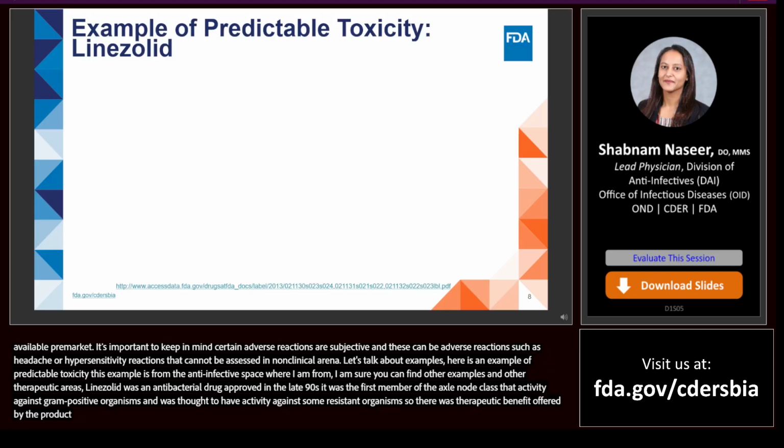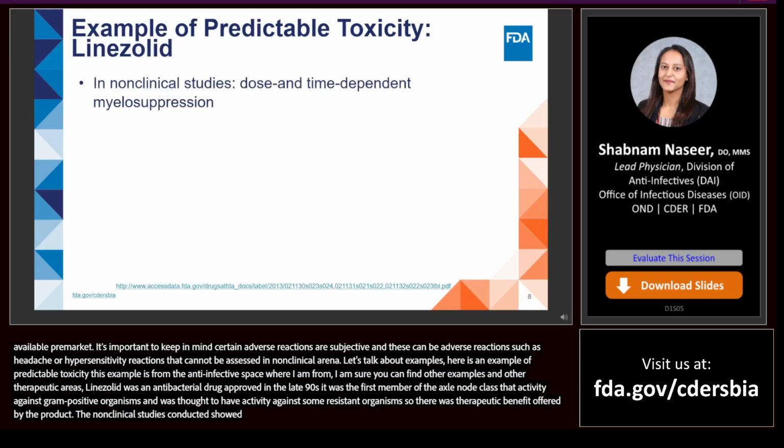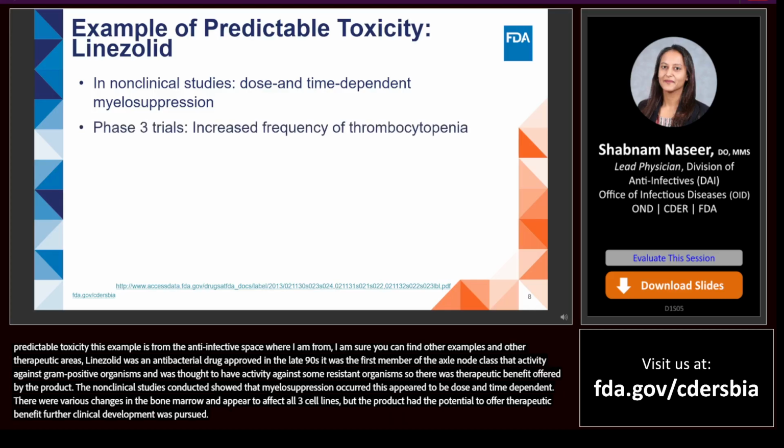The non-clinical studies that had been conducted showed that myelosuppression occurred, and this appeared to be both dose and time dependent. There were various changes in the bone marrow, and it appeared to affect all three cell lines. But the product had the potential to offer therapeutic benefit, and so further clinical development was pursued. When phase 3 trials were conducted, there was no evidence of myelosuppression per se, but there was a high frequency of thrombocytopenia that was seen in the linezolid-treated patients.